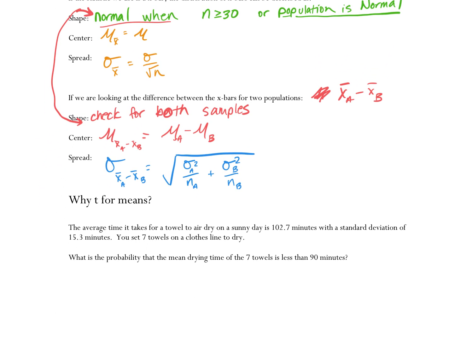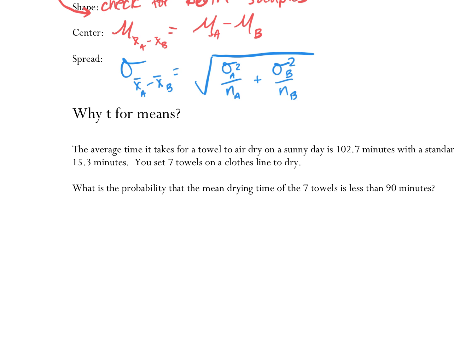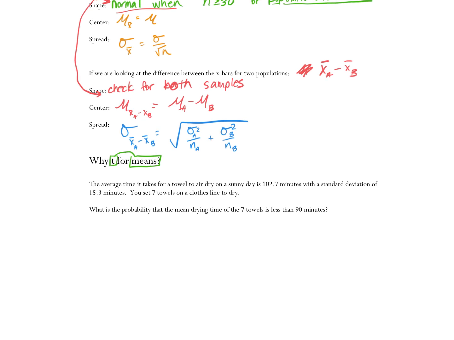And then lastly, why do we use T for means? Okay, so we've talked about t-tests and z-tests and intervals and all that kind of stuff. So we only use t-intervals or t-tests when we're talking about a mean, okay? And it actually stems all the way back to these sampling distributions, okay?